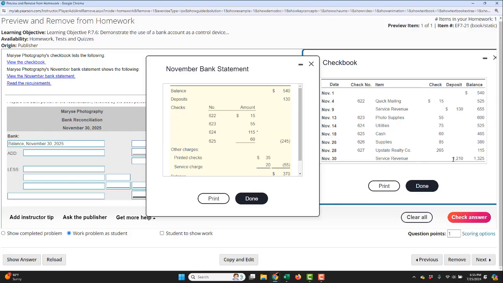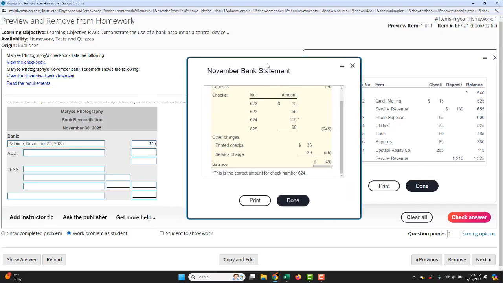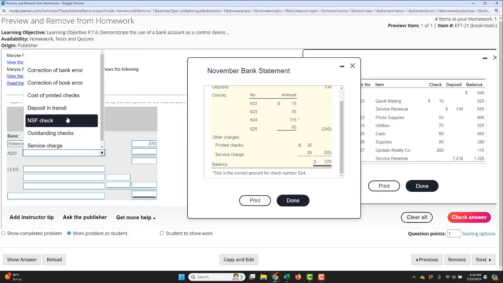But we see that we have this deposit at the end of the month. So this is a real economic reality for our business. We did deposit this, but since it was on the last day of the month, it did not yet appear on this bank statement. So that's why this 370 is lower than it should be, because it should actually include this deposit. So this is something we're going to have to add to the balance.